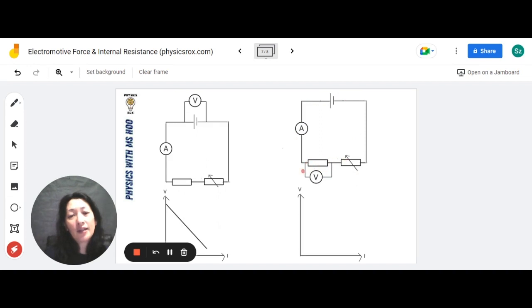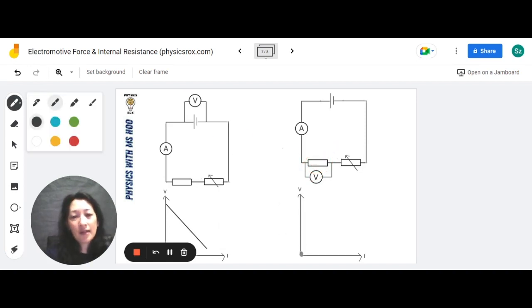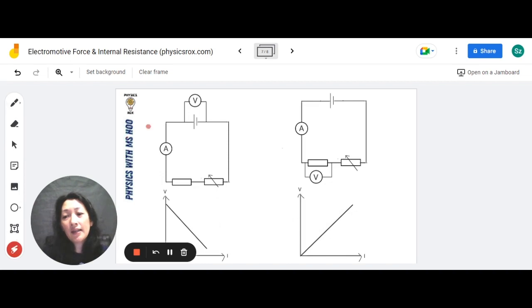So if the current increases, the potential difference also increases because the resistance doesn't change. So what we have here is a linear graph that goes through the origin. So you get a directly proportional graph. So remember the difference here. This is a graph that is used to measure and obtain the electromotive force and internal resistance, right? The changing resistance here is what causes the graph to decrease like this. Whereas this one, the resistance here is fixed, so you get a proportional graph like this.